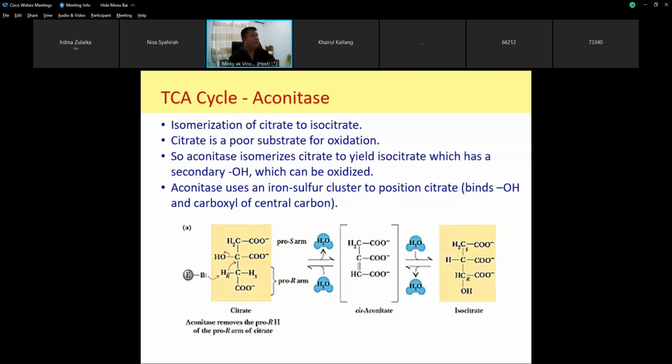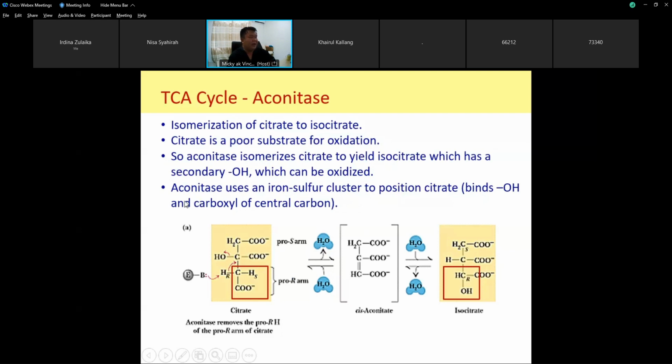restructured. So what happens is that aconitase isomerizes the citrate to yield isocitrate, which has a secondary OH. So basically from citrate to isocitrate, you are going to add OH here. You don't have an OH here, so during this process an extra OH is added. You're adding more oxygen, because citrate itself is very poor as the oxygen there is not enough. So you have to add more oxygen to produce isocitrate. So what is isocitrate?